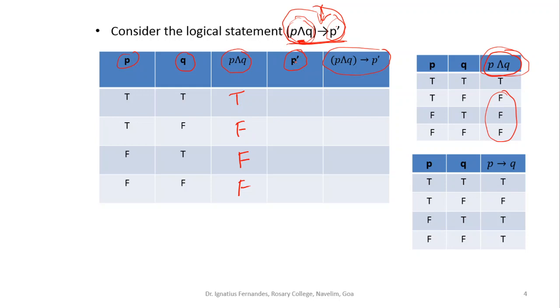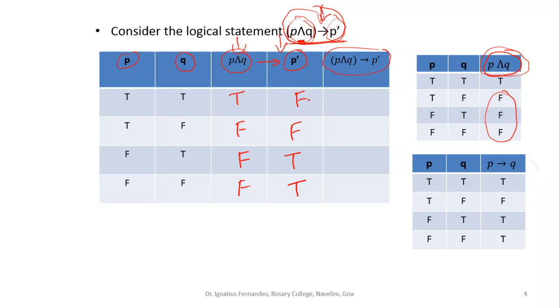We write P bar now, so it is the opposite, the negation. If P is true, P bar is false. If P is false, P bar is true. So I have got P and Q, and I have got P bar. Now I use conditional for this. The conditional truth table is this: for T and T it is T, T and F it is F, for F and T and F and F it is T. So this you should know. So I use the conditional truth table for this column and this column.